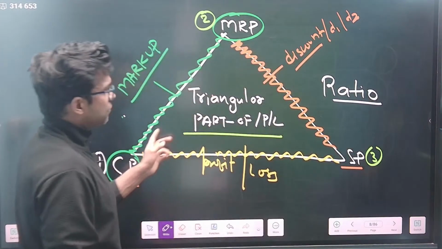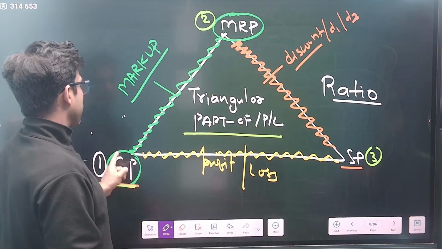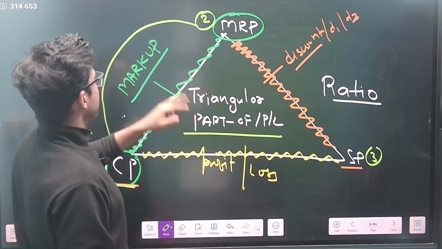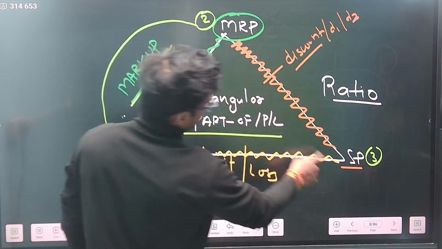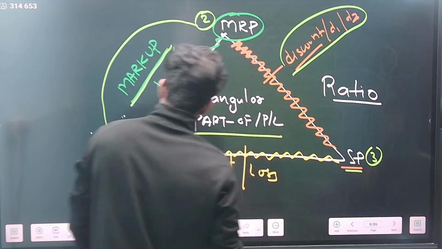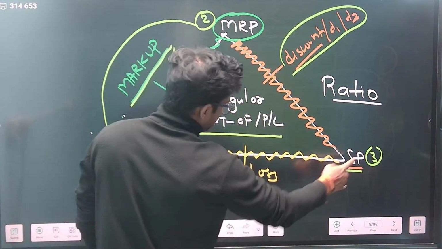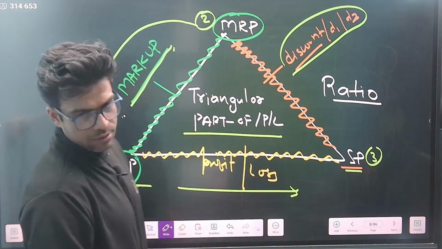Again, revising this triangular part of profit and loss: we have a cost price. From cost price, we go to the MRP. How do we go? We use the term mark price. From mark price, we come to the selling price. How do we come? When we go for a discount. And from cost price to the SP, we always go in two ways, either a profit or a loss.